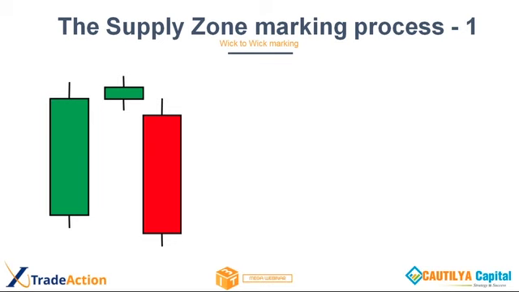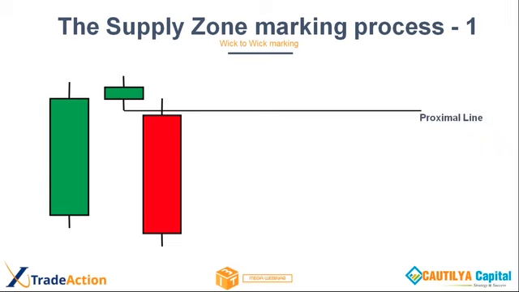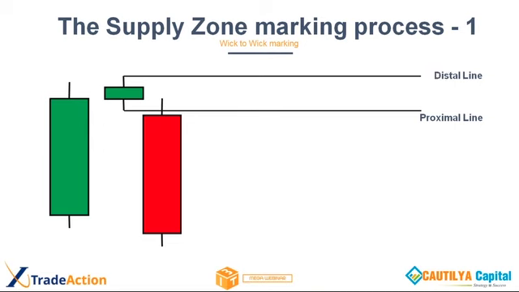Similarly, in case of a supply zone marking, what is the format? What kind of price structure is this? It is an RBD, the rally base drop. So we take the wick. This is the wick to wick marking for supply zones. The first wick is the proximal line and the extreme top is the distal line.